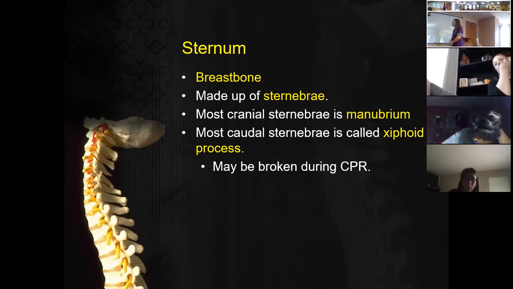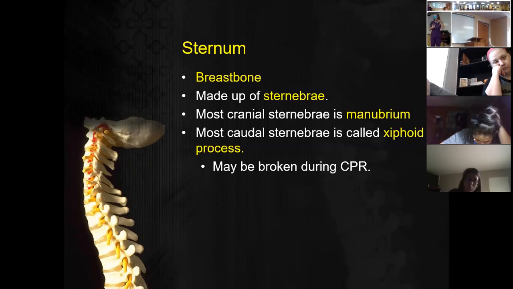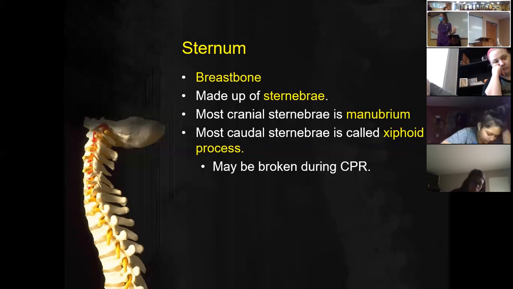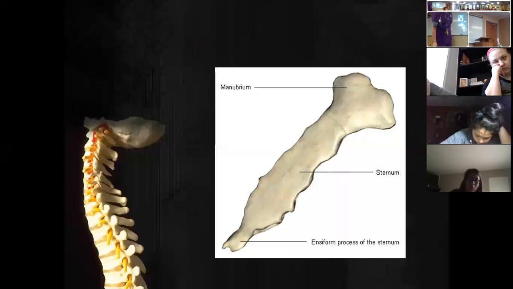When my dad had heart surgery, it's what they cut through. They do a sternotomy, or the surgical incision into the sternum, and then split it there and open it up. And so there's our sternum, there's the manubrium, and there's the xiphoid.